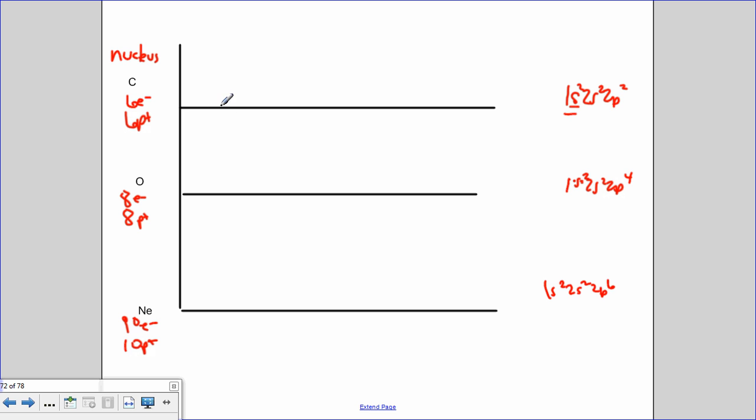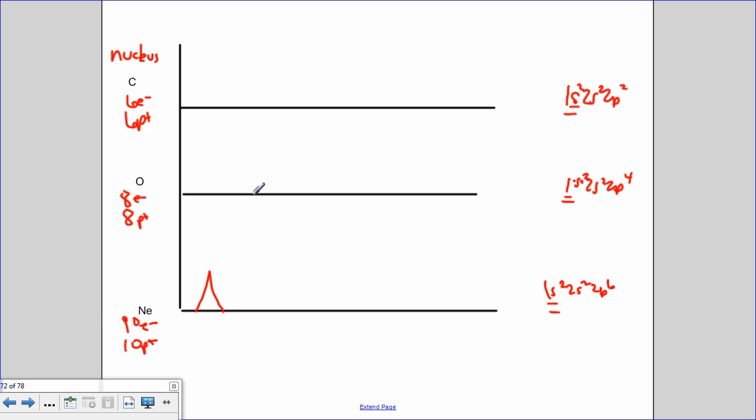So here's the carbon one. When we're thinking about the 1s between all of these atoms, who's going to have the hardest time being removed? Which electrons are going to be the hardest to remove? So that means you have to think about the charge of the nucleus for carbon versus oxygen versus neon. Carbon has a 6 plus, oxygen 8 plus, neon 10 plus. So neon's going to be the strongest attraction. So neon's little peak is going to be over closest to the nucleus.